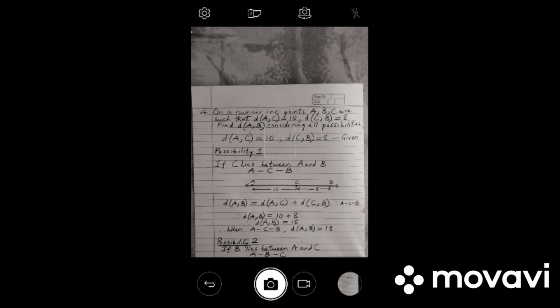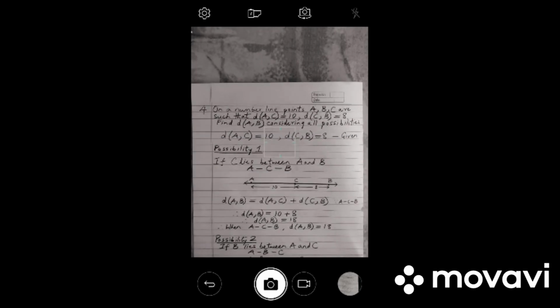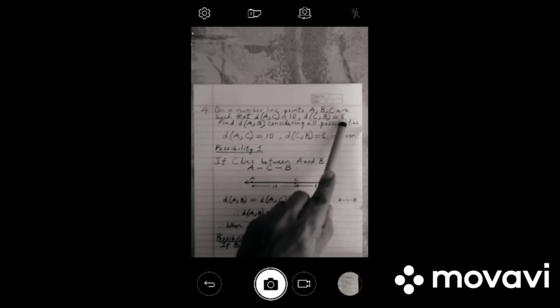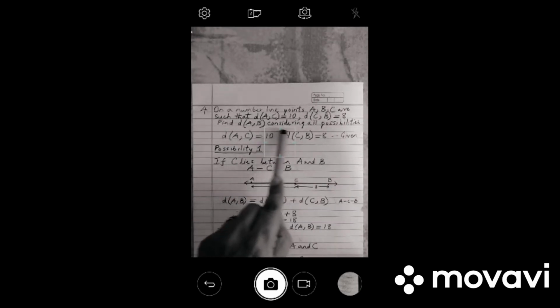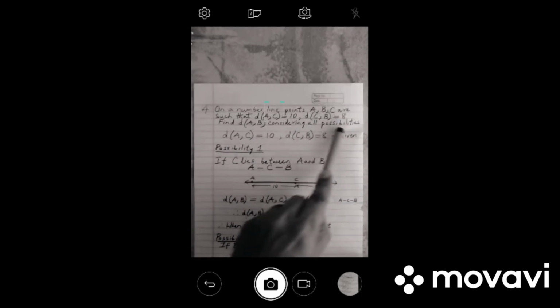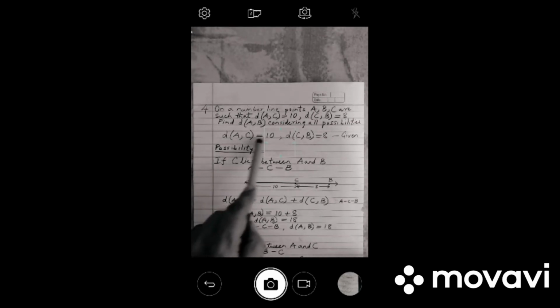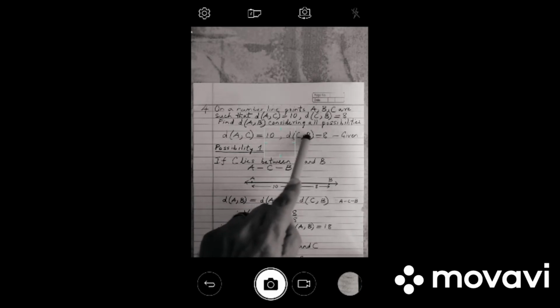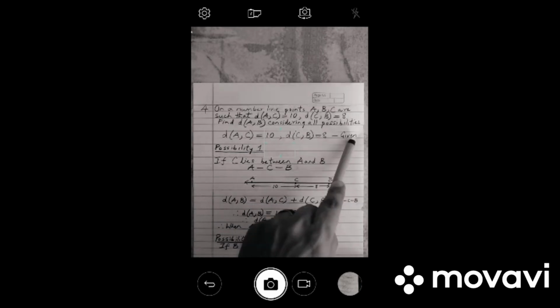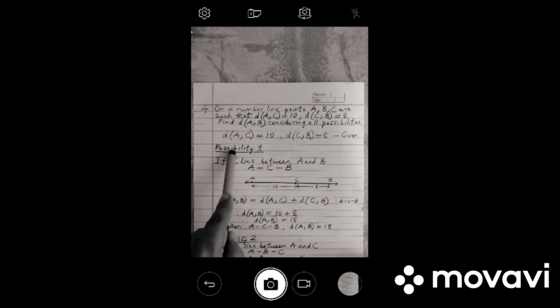Coming to question number 4. On a number line, points A, B, C are such that distance AC is equal to 10, distance CB is equal to 8. Find distance AB considering all possibilities. Now we have to start like this. Distance AC is equal to 10 and distance CB is equal to 8. This is given. So there we have to consider two possibilities.